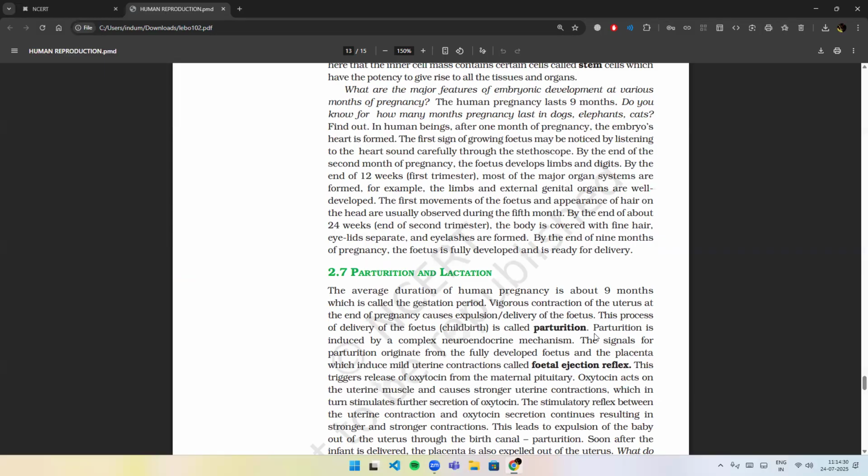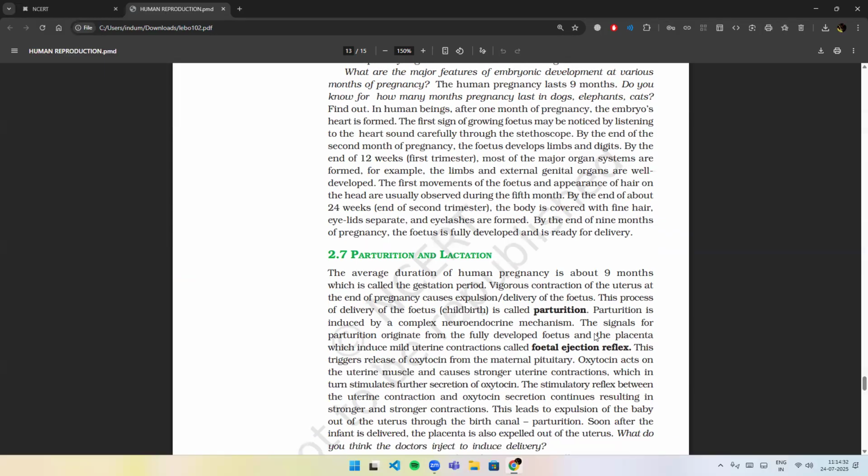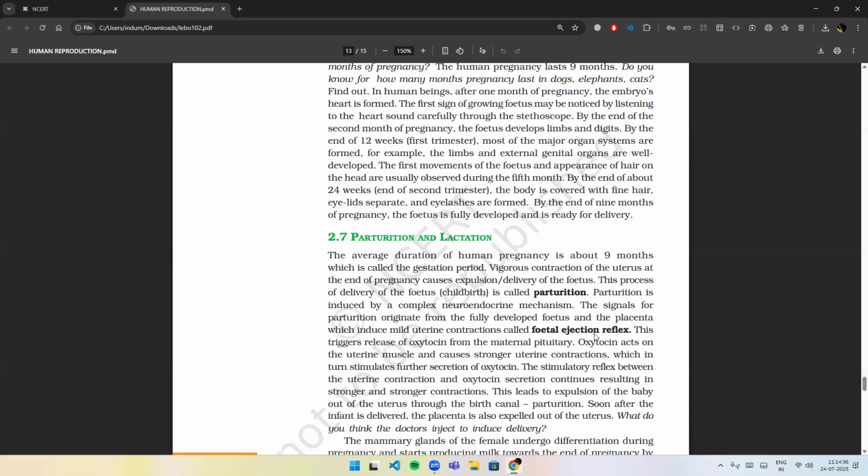Find out. In human beings, after 1 month of pregnancy, the embryo's heart is formed. The first sign of a growing fetus may be noticed by listening to the heart sound carefully through the stethoscope. By the end of the 2nd month of pregnancy, the fetus develops limbs and digits. By the end of 12 weeks, which is the first trimester, most of the major organ systems are formed.